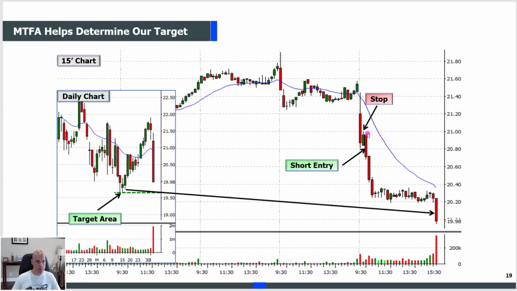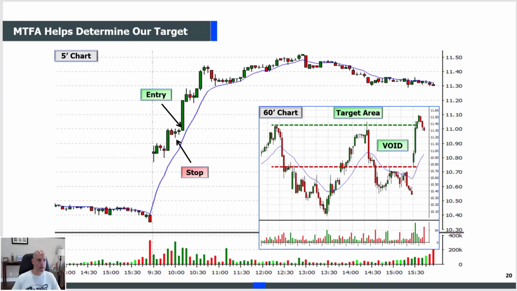You got a perfect entry with a perfect stop. Take the money and run. Higher time frame lets you see that. The higher time frame lets you see that.